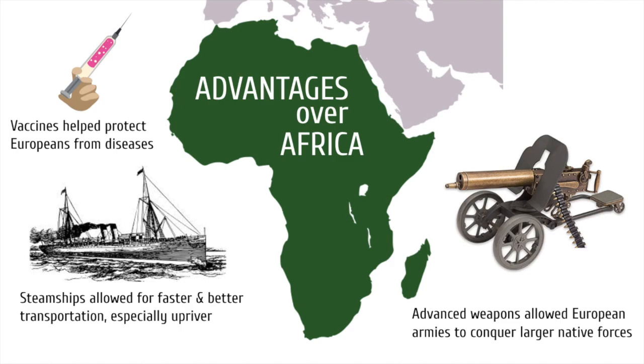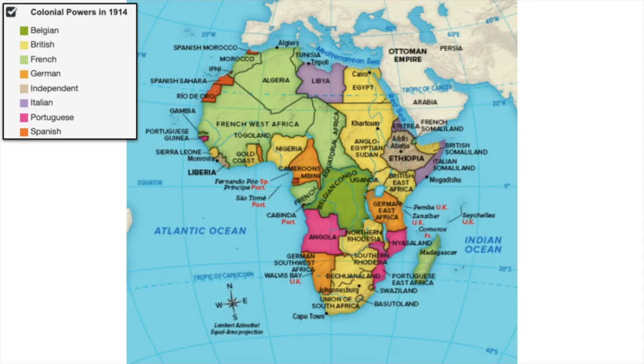In a previous lesson, we talked about the advantages Europeans are going to develop, which is going to allow them to expand beyond the coast and penetrate the interior portions of Africa: vaccines to help protect from diseases, steamships which allowed for faster and better transportation, especially up those rivers, and of course advanced weaponry like the Maxim gun and other forms of weapons that are modern compared to the weapons of African armies. And eventually, without going through all the details, the African continent will look very much like this by 1914, divided up amongst European powers.